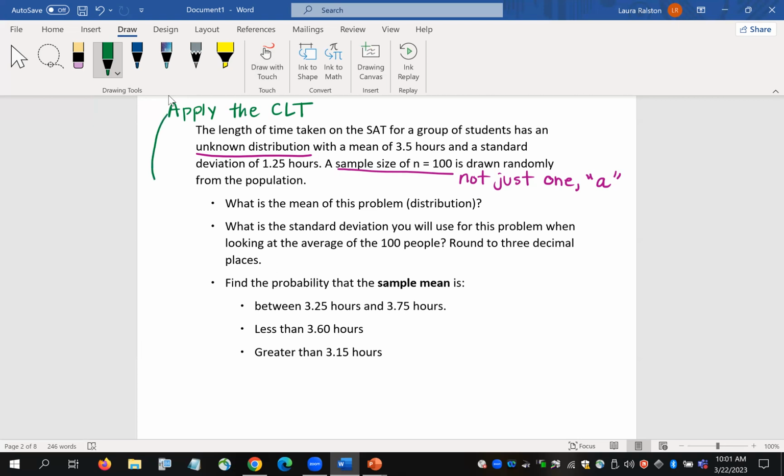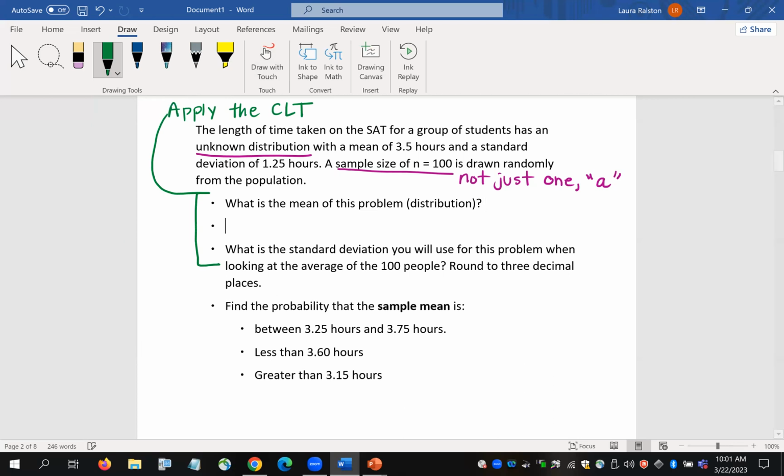So when I go to apply the central limit theorem, I need to determine what my mean and my standard deviation are going to be for the central limit theorem. So finding the mean, remember, the mean of the central limit theorem is the same as the mean of the original, which is given in the problem. So the mean here is 3.5 hours. That's given in the problem.